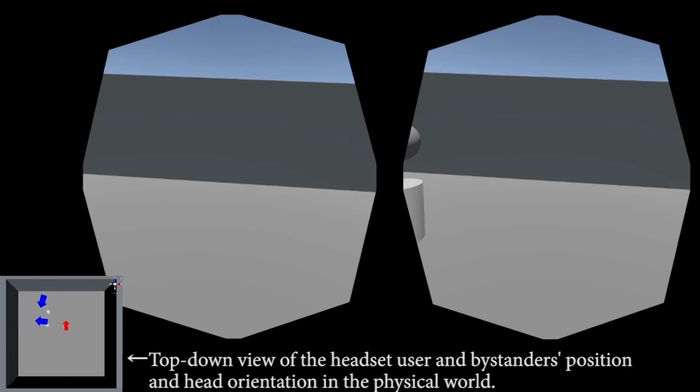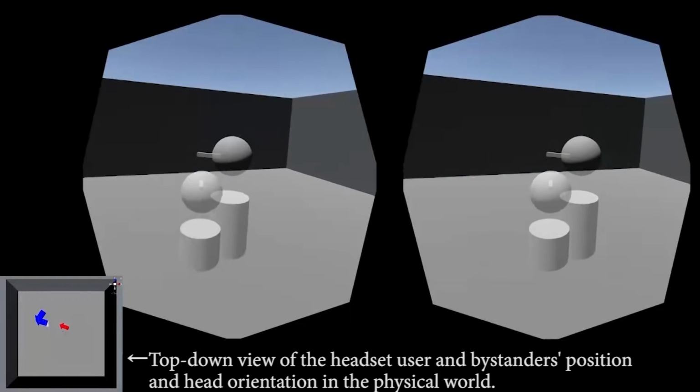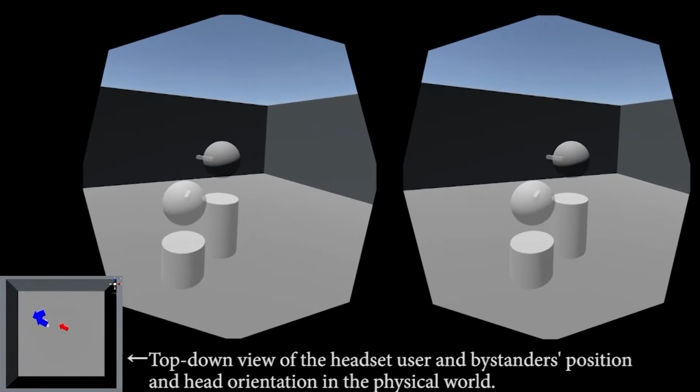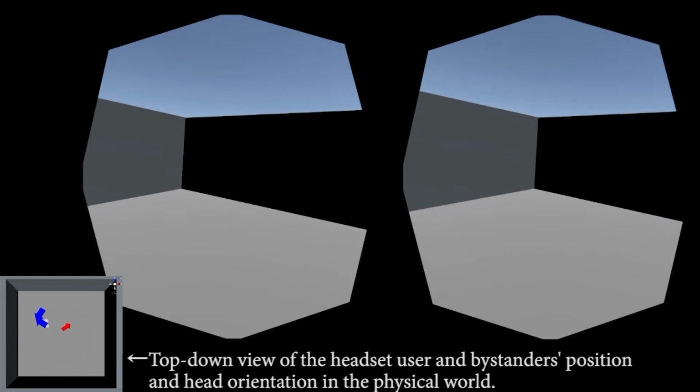With the avatar view, bystanders are represented by avatars that show where they are moving and looking. Here on the right, we can see what the headset user sees. The avatars are concrete in their presentation, but their position in the virtual environment maps one-to-one to the bystander's location in the physical space, along with the avatar's nose, which points to the bystander's head bearing.